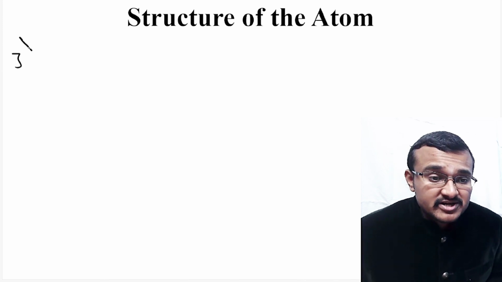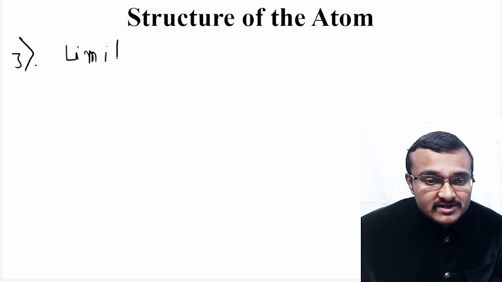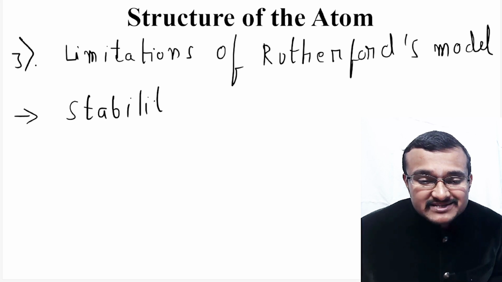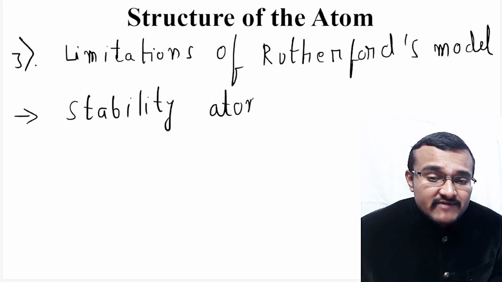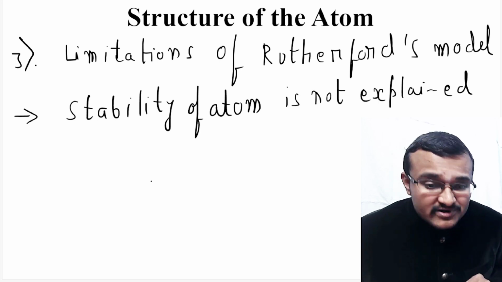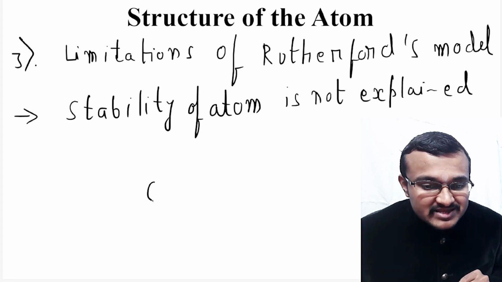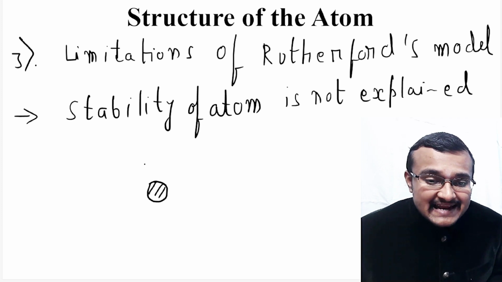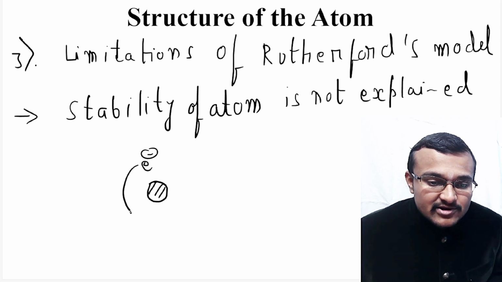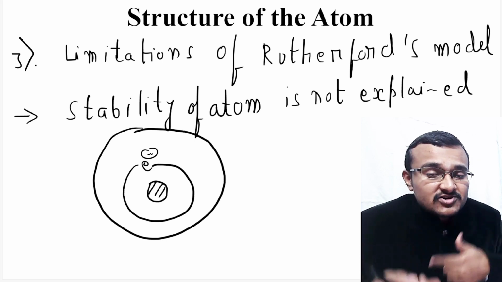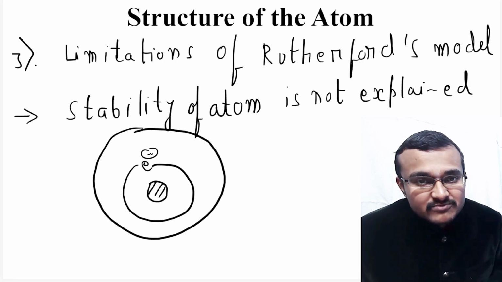Coming to the third question in this exercise, they have asked for the limitations of Rutherford's model. Here, one of the major limitations of Rutherford's model is that the stability of the atom is not explained. Why is it not explained? Because in Rutherford's atomic model, a positively charged nucleus is in the center of an atom, and around this nucleus electrons revolve in a circular orbit. So if you consider this as an atom, all these electrons will be revolving in a circular orbit around the nucleus present in that atom.